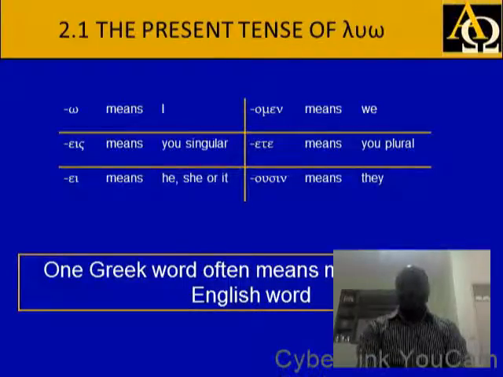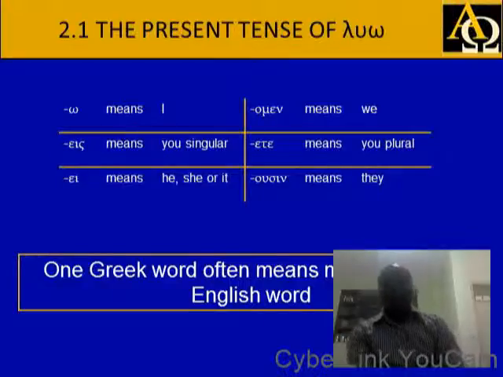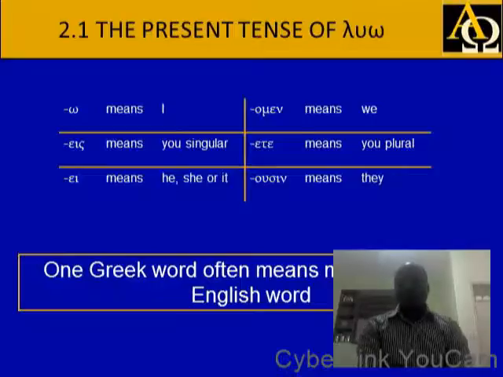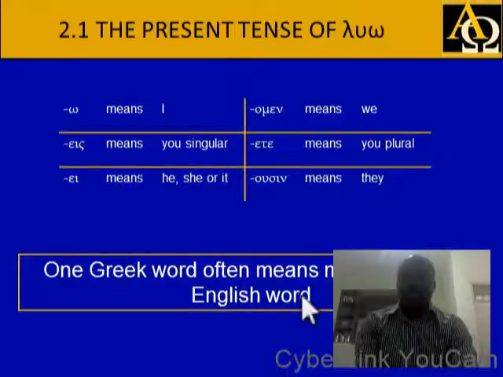So lego means I say. Legeis means you say. Legei means he or she, it says. Legomen means we say. Legete means you say. Legozin means they say. Okay, so I've already given you another Greek word that you can complete with this ending. So the stem there is leg. Okay, the stem for luo is lu. Okay, so one Greek word often means more English. One Greek word means more English words.